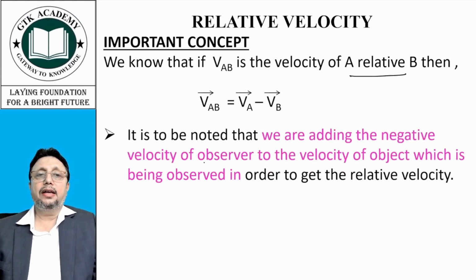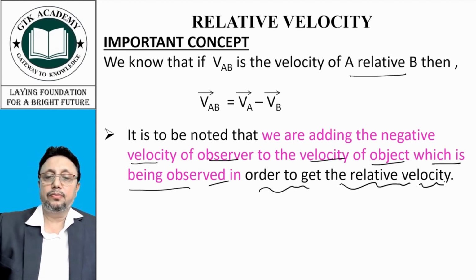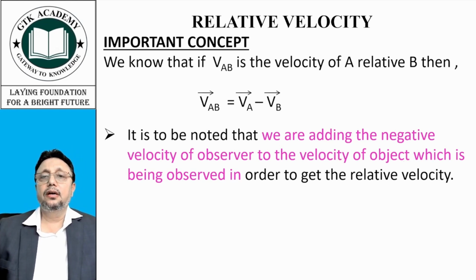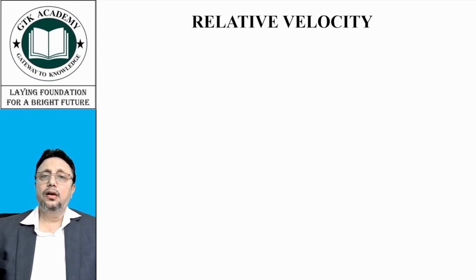So we are adding the negative velocity of the observer to the velocity of the object which is being observed in order to get the relative velocity, right? However, one important thing which some of you must have read, this implies that the observer is made stationary. At times people ask, how is it possible that the observer is stationary? I'll just explain with an example.